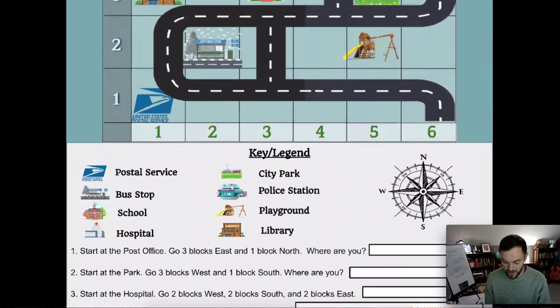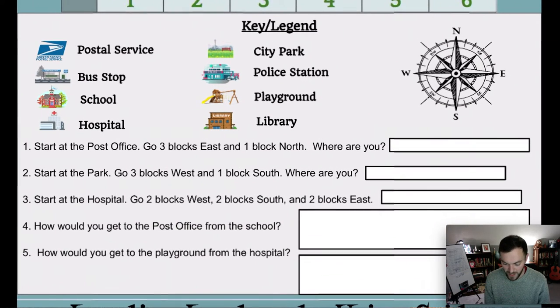So we'll go ahead and record that in this space here. You can either use the typing function or you can write it in. Either way will work. All right.